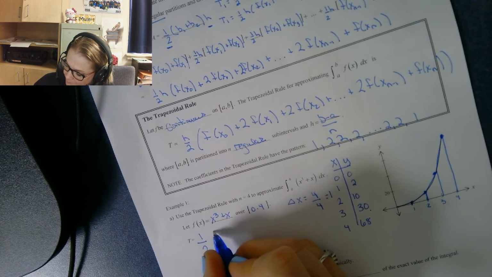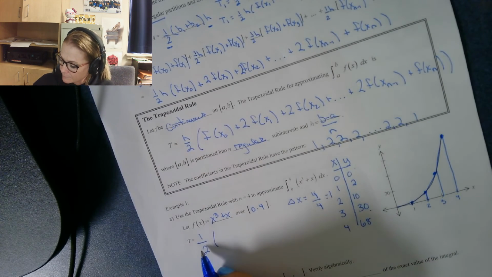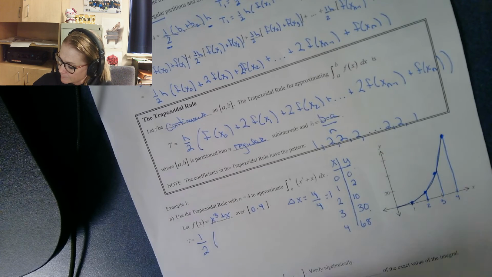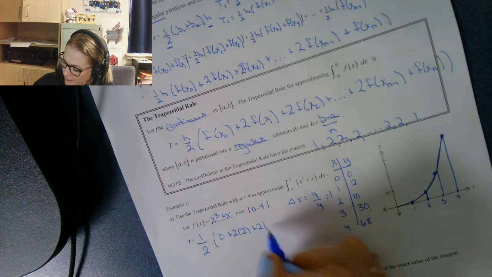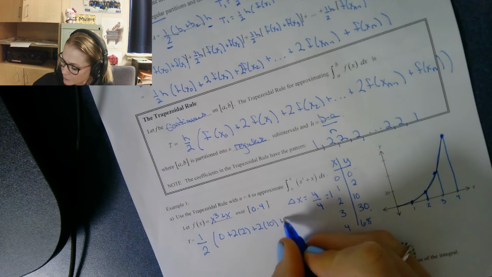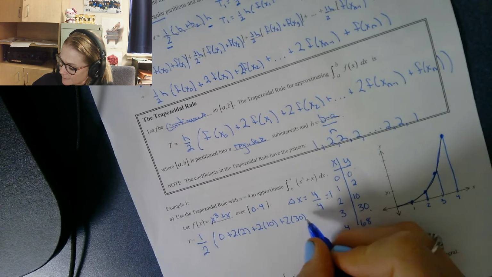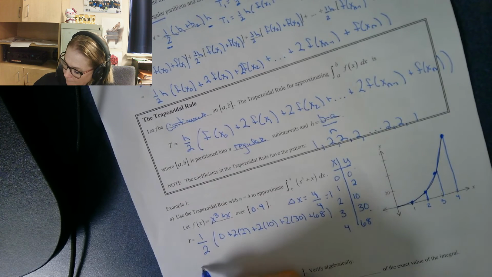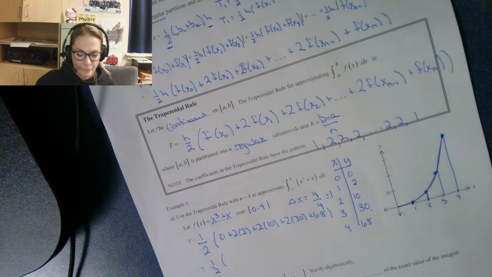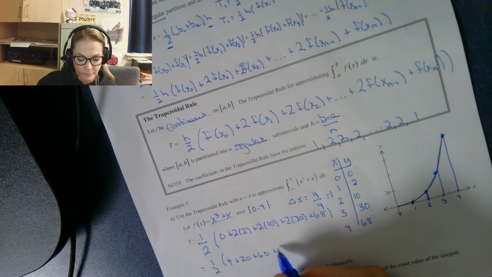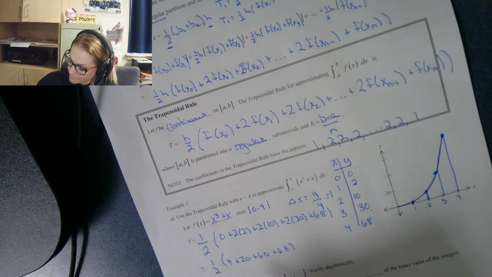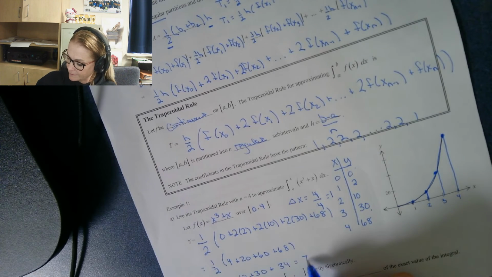All right, so here we go. So that's 1/2 height, which is this base, times 0 plus 2 times 2 plus 2 times 10 plus 2 times 30 plus 68. All right, and so that's just 4 plus 20 plus 60 plus 68. Okay, so that's just 2 plus 10 plus 30 plus 34, 76.